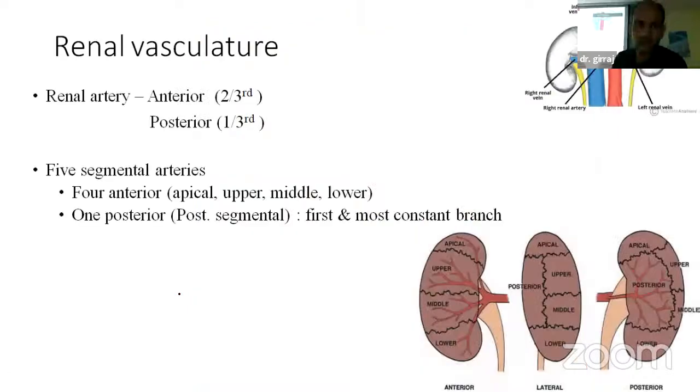The renal vasculature: the renal artery divides into anterior and posterior divisions. The anterior division supplies 2/3 of the kidney, and the posterior division 1/3. The anterior division is further divided into apical, upper, medial and lower segmental arteries, and there is a posterior segmental artery.